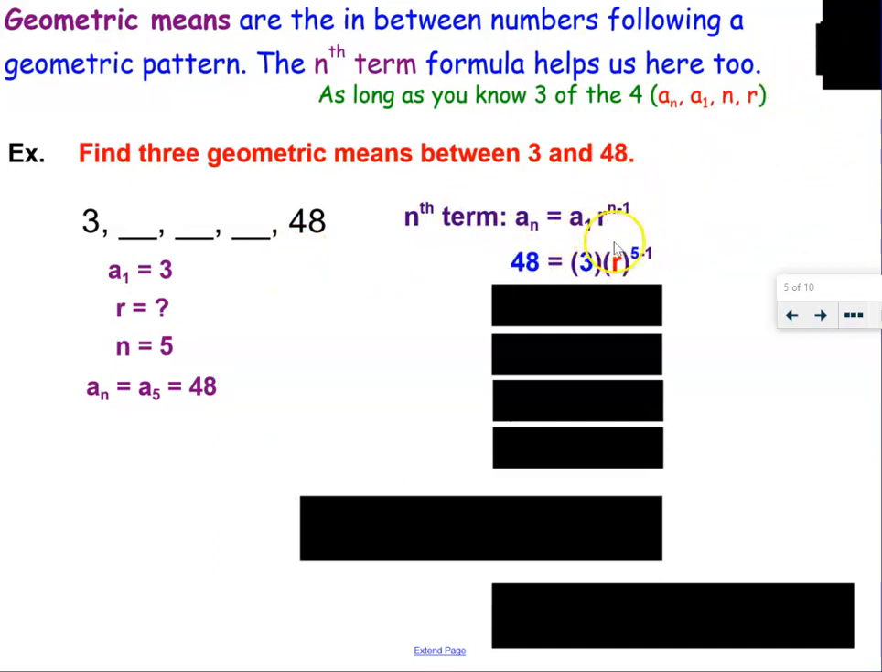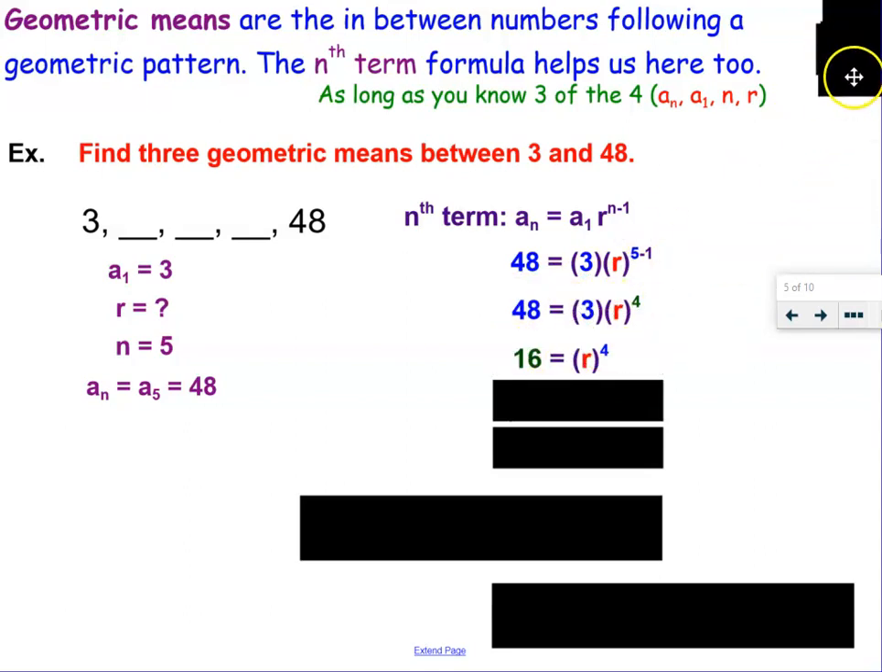The first term is 3. We don't know what r is. And the exponent will be n minus 1, which is 5 minus 1. That'll be to the 4th power. I get r by itself by dividing by 3 to make 16. Then take the fourth root of both sides.